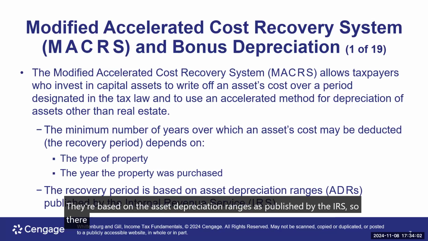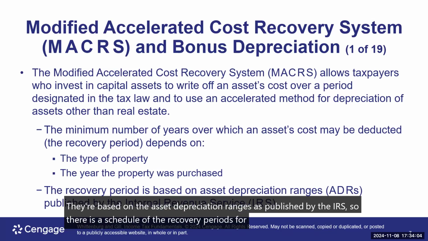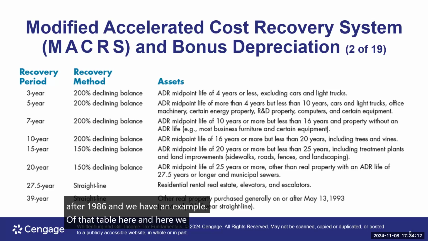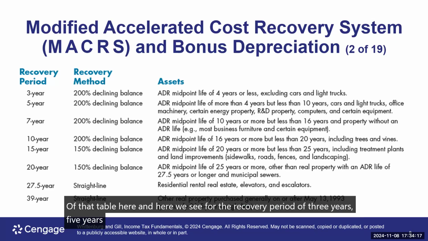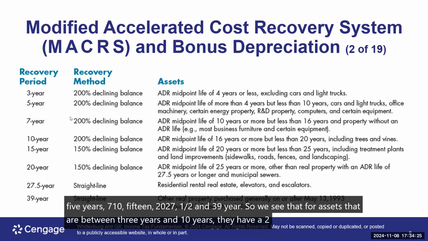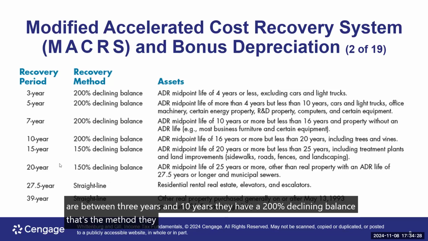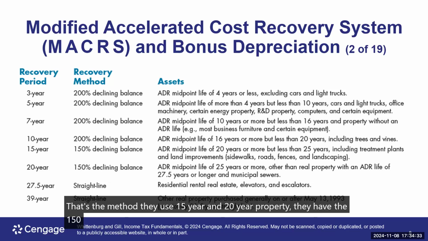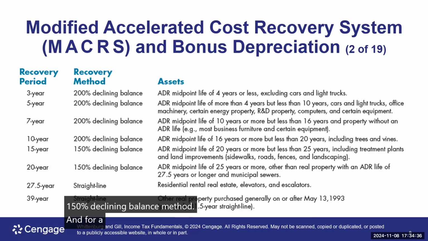So there is a schedule of the recovery periods for assets that are acquired after 1986, and we have an example of that table here. Here we see recovery periods of 3 years, 5 years, 7, 10, 15, 20, 27 and a half, and 39 years. For assets that are between 3 years and 10 years, they use the 200% declining balance method. 15-year and 20-year property use the 150% declining balance method. And for a recovery period of 27 and a half and 39 years, it's the straight line method.